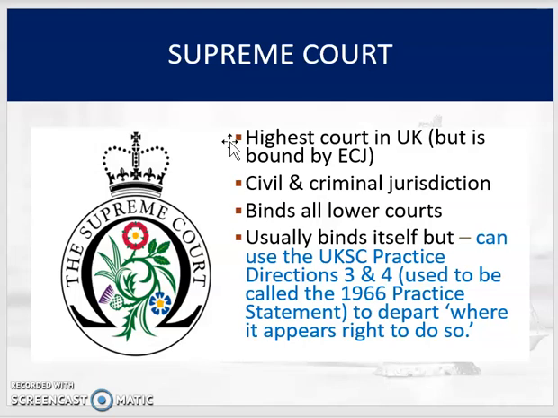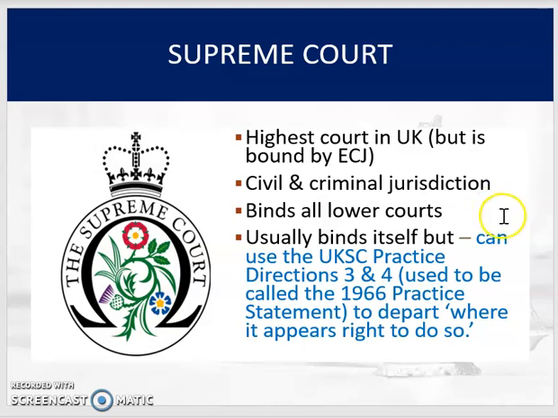But if we're just looking at the UK, which we are at the moment, then the Supreme Court is the highest court. We already know it has civil and criminal jurisdiction, so it's hearing cases from both of those areas of law. And as it's the top of our UK hierarchy, it binds all of the lower courts. And as I said in the introduction, it usually binds itself, meaning that once it's made a decision, it usually sticks with that decision, but there is an exception to that. We will look at this later in the topic in another tutorial.